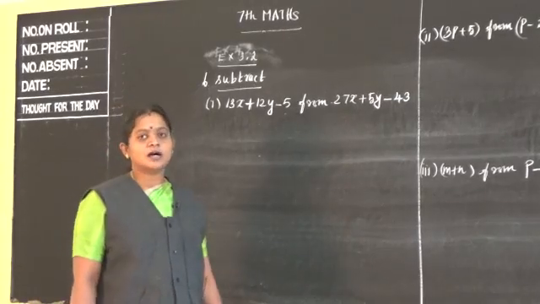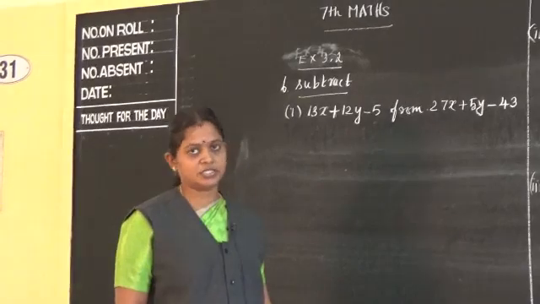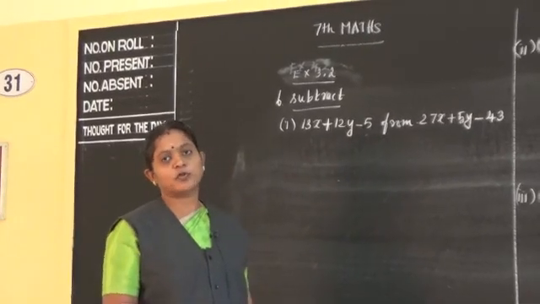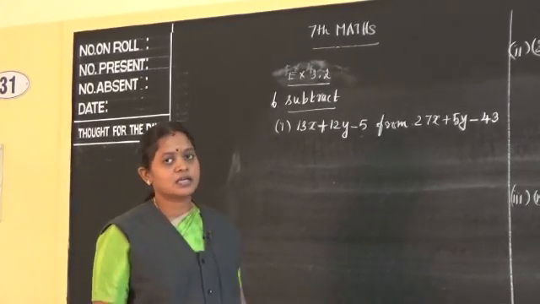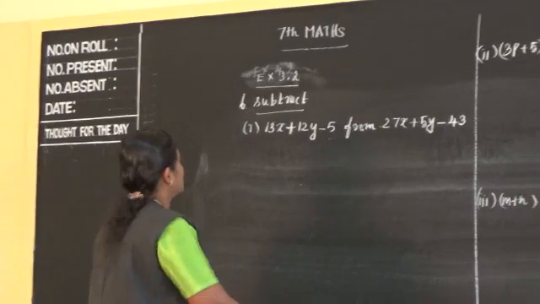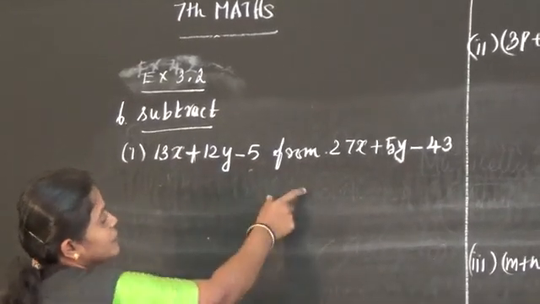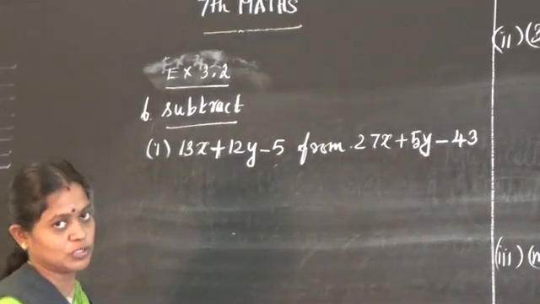Good morning dears. Already we have seen what algebra is, how to do addition and subtraction, and exercise 4.1 also we did. Exercise 4.2 up to 5 also we did. Now we are going to see the sixth problem. Sixth one, subtraction: subtract 13x plus 12y minus 5 from 27x plus 5y minus 43. This is given to us.